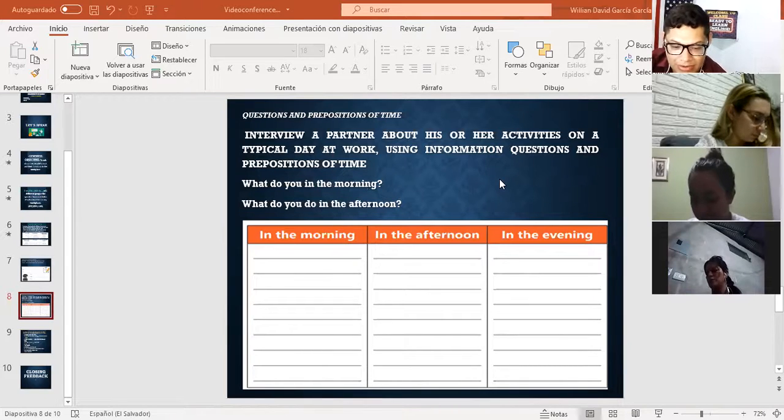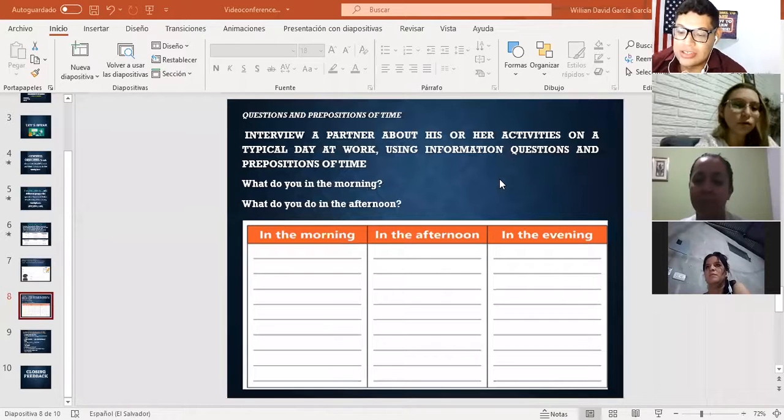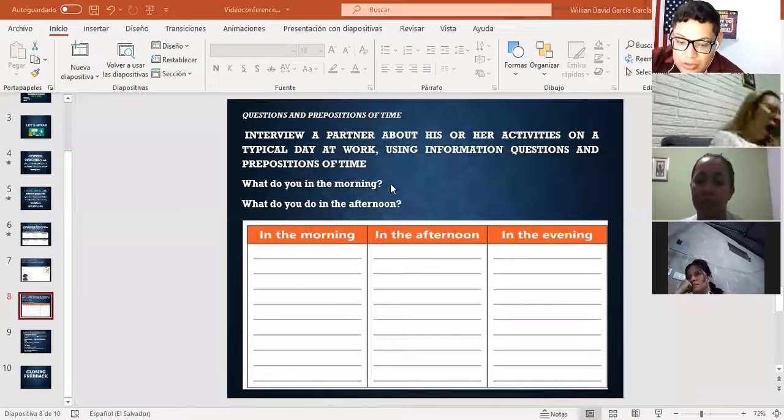Vamos con la siguiente parte. We go with the next activity. Questions and preposition of time. Interview a partner about his or her activities on a typical day at work, using information questions and preposition of time. For example, what do you do in the morning?